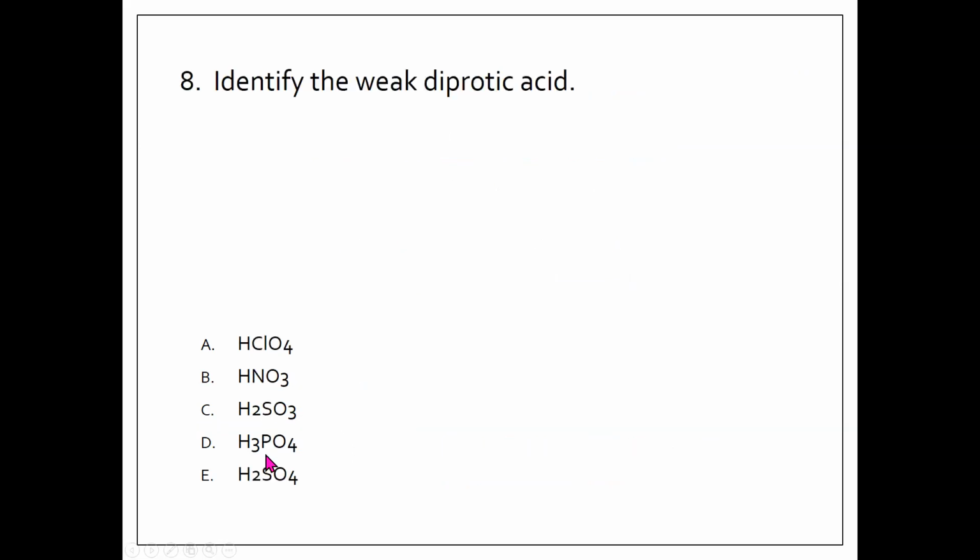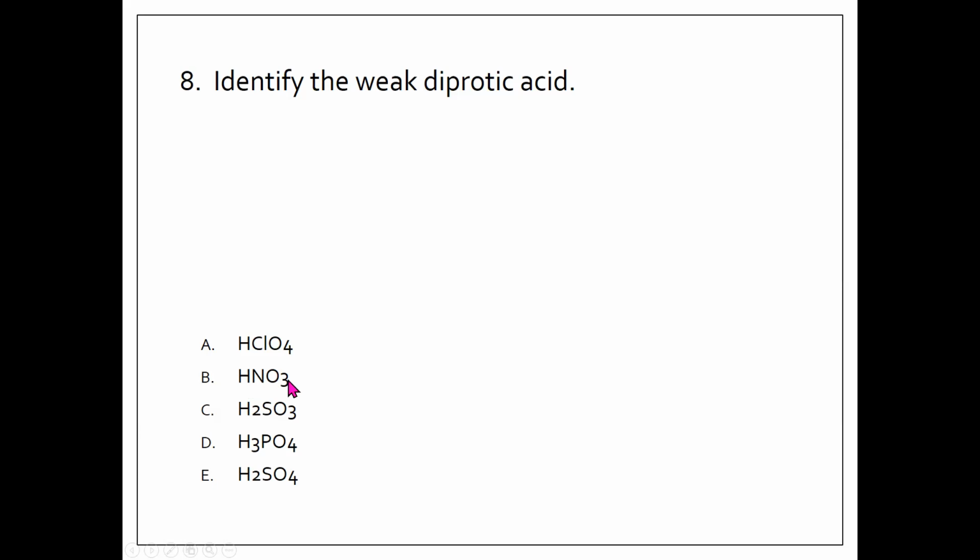Now question 8, we're asked to identify the weak diprotic acid. So weak, if it's not one of the 6 strong acids that we were asked to memorize, we know it's weak, or if they give us a Ka, that's another indication that it's weak. But also to the di part, the di means 2. So 2 protons in the acid. So just by knowing the definition of diprotic, we can exclude A, because this is monoprotic.